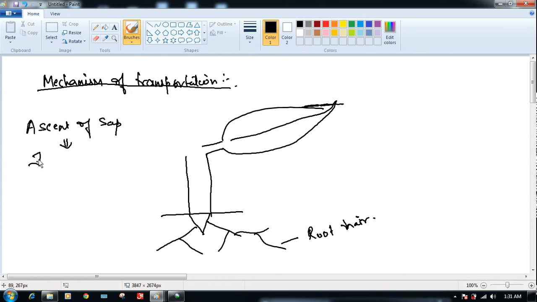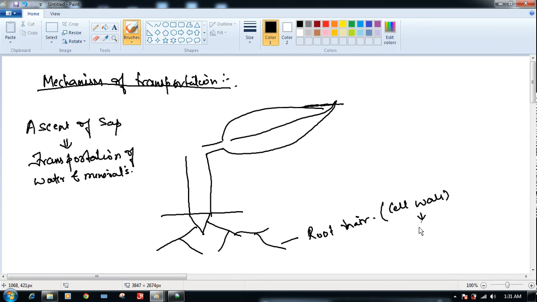Ascent of sap means transportation of water and minerals, that is called ascent of sap. So we can see that the cell wall of each root cell is permeable to water. Root here have cell wall, and this cell wall is permeable to water and mineral. But the cell membrane and the membrane which is around the vacuole are semi-permeable.